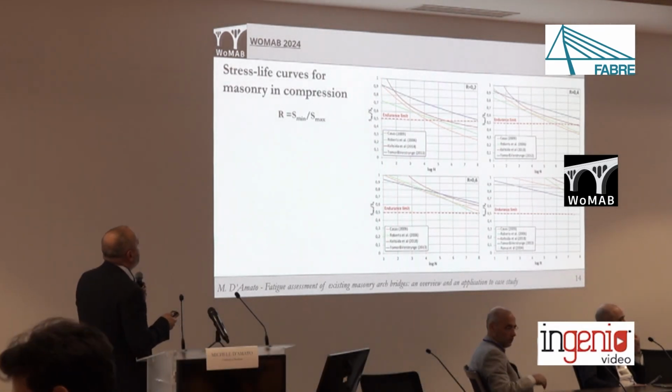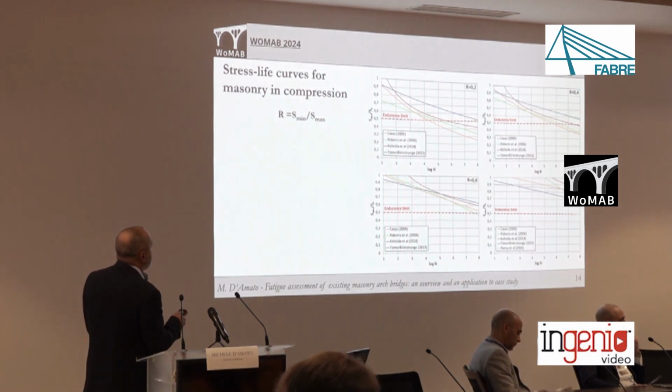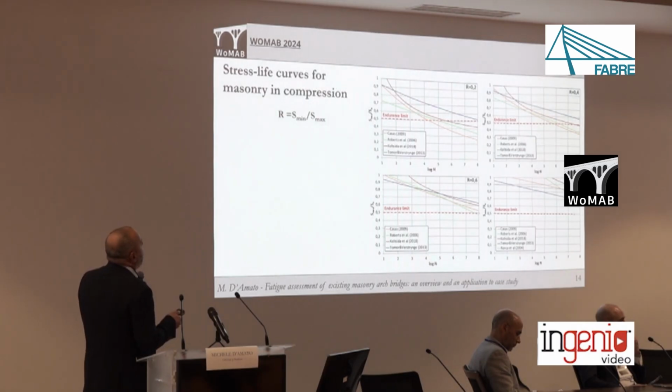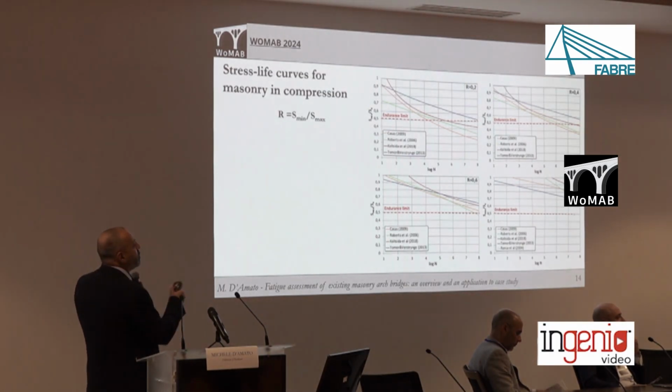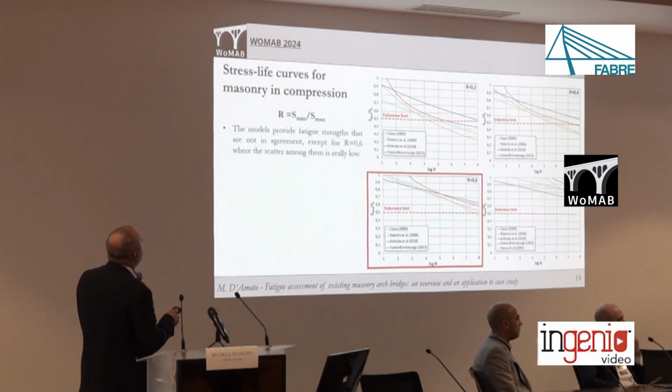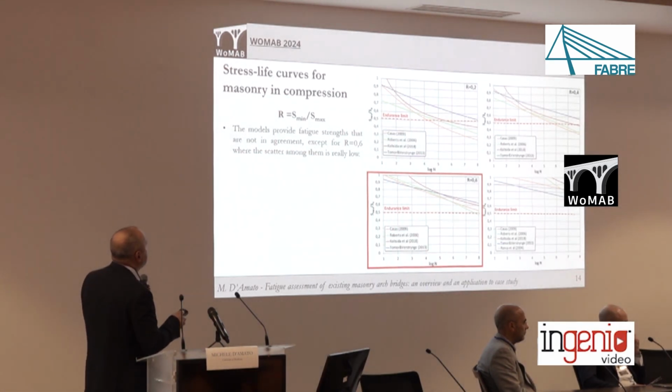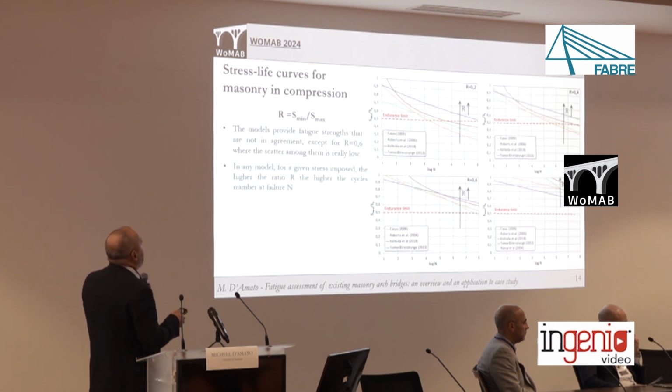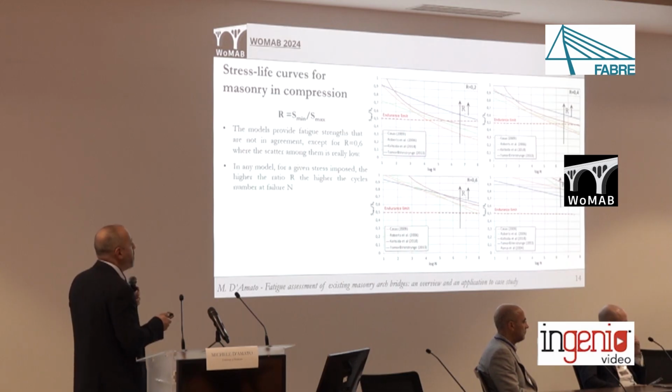Here the comparisons are made for 4 different values of the R ratio. I should remind you that the R ratio is the ratio between the minimum and maximum stress applied. The higher the R ratio, the closer the stresses applied during the fluctuation imposed to the material. We can recognize, for instance, that the models provide fatigue strengths that are not in agreement, except for the case illustrated here for the ratio equal to 0.6, where the scatter seems to be really low. In general, all the models, for a given stress imposed, provide results such that the higher the R ratio, the higher the number of cycles at failure.